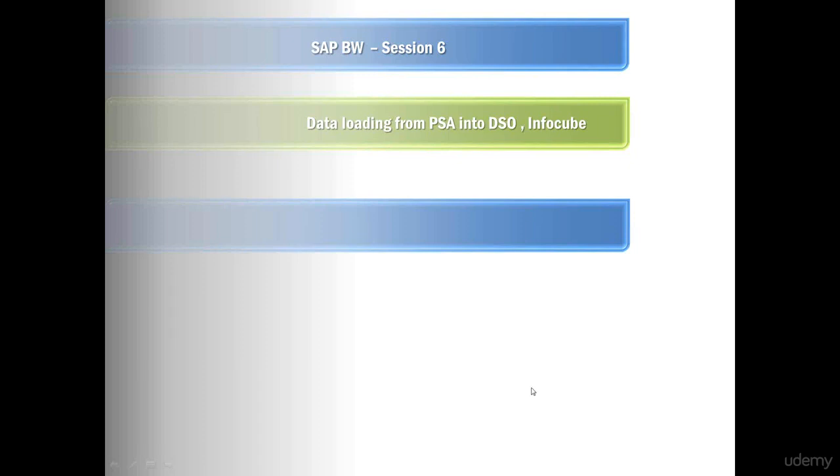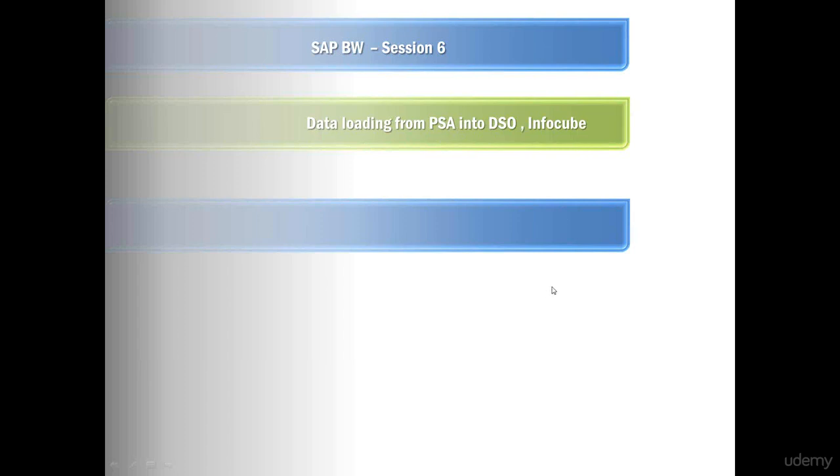In this session, we're going to look at how to load data into DSO and Infocube from PSA. If you remember, the PSA is the temporary storage area where we loaded our flat file data. We also saw what a DSO is and what an Infocube is. Now in this session, we should be able to load data from PSA into DSO and Infocube, right?